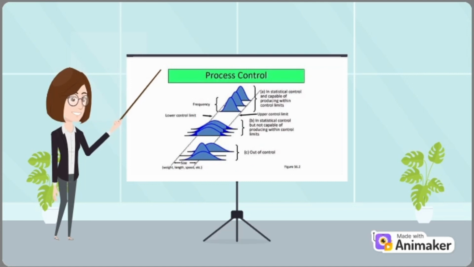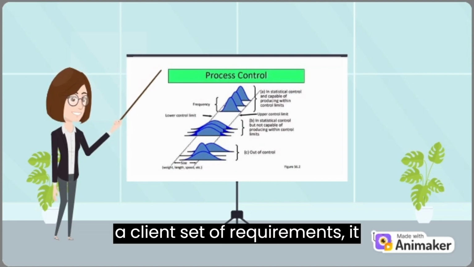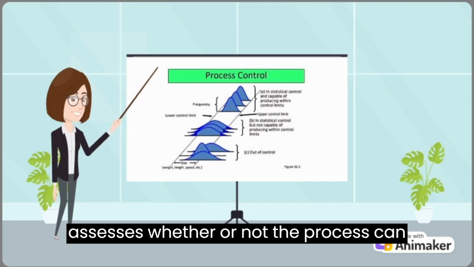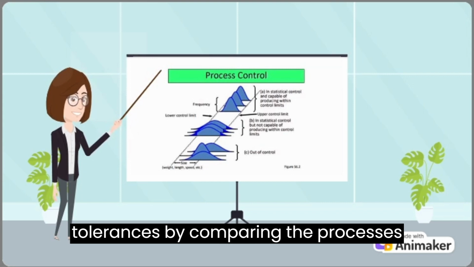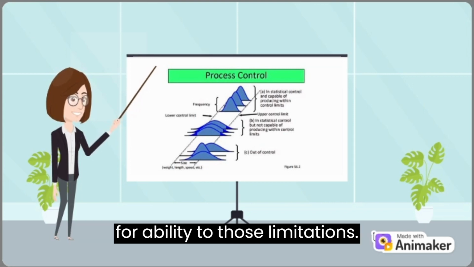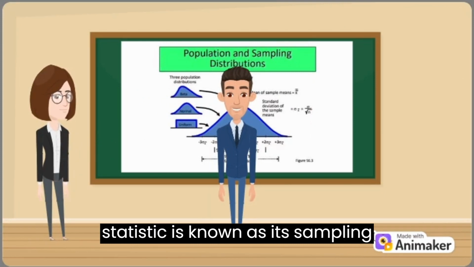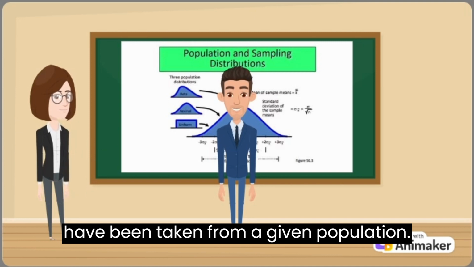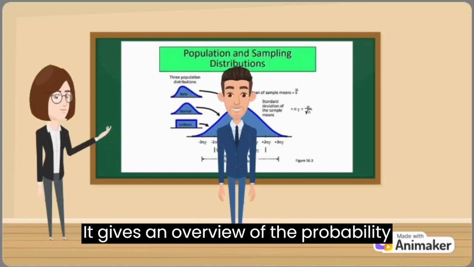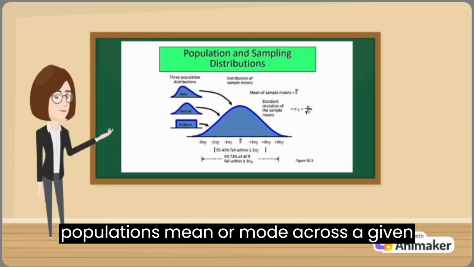Capability is analyzing a process's innate capacity to conform to a client's set of requirements. It assesses whether or not the process can reliably produce within the specified tolerances by comparing the process's variability to those limitations. The probability distribution of a statistic is known as its sampling distribution. Once sufficient samples have been taken from a given population, it gives an overview of the probabilities surrounding a statistic, like a population's mean or mode across a given interval.